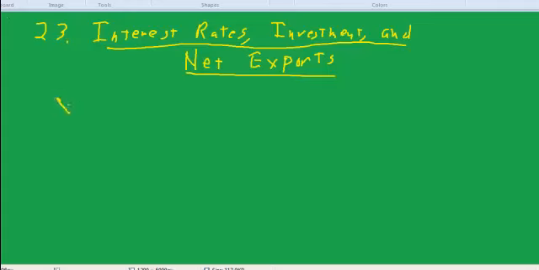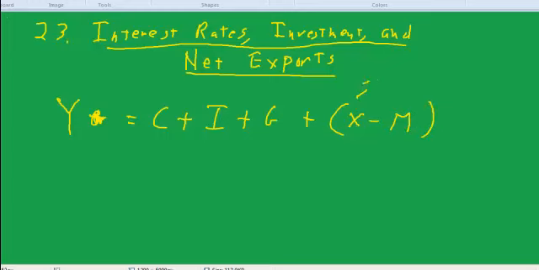So let's start with our identity, but we're going to include net exports now. Y equals C plus I plus G plus X minus M. So X is exports and M is imports. And the difference between the two we call net exports.